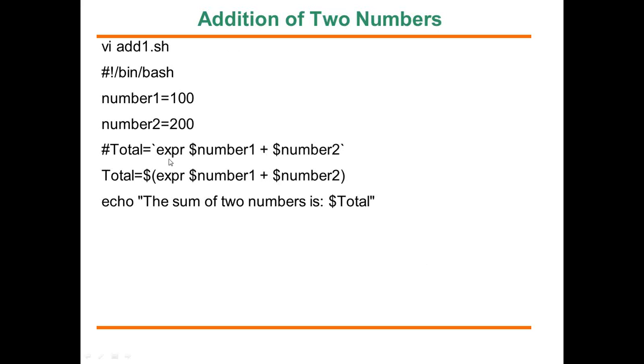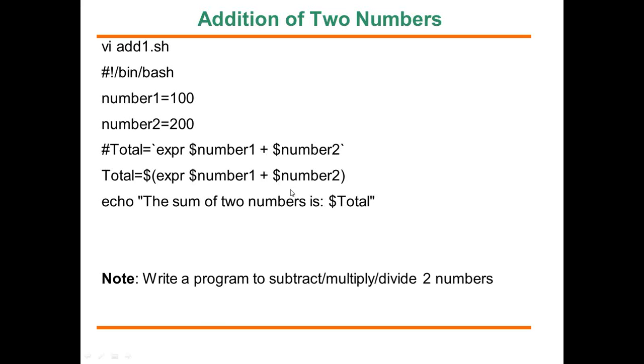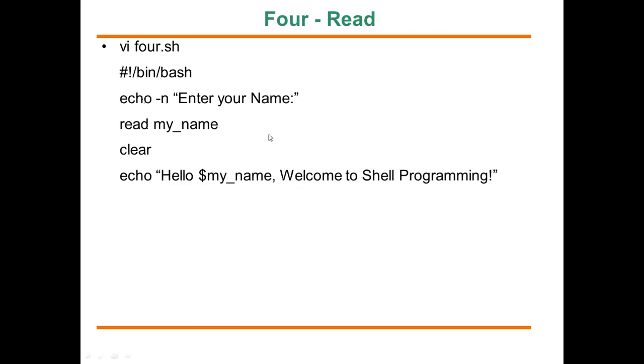So instead of calling uname, I'll call the expr function. What we are doing in our addition of these two numbers is manually assigning values to number 1 and number 2. Instead of manually assigning number 1 and number 2, don't we have any option to read it from the command prompt interactively? Yes, we have. The option is the read command.